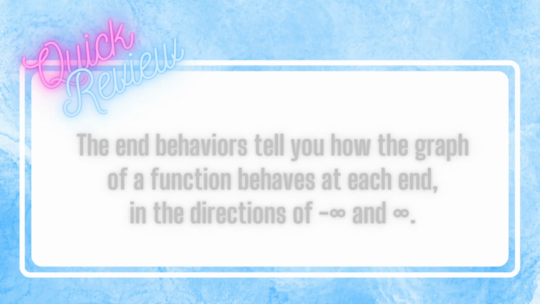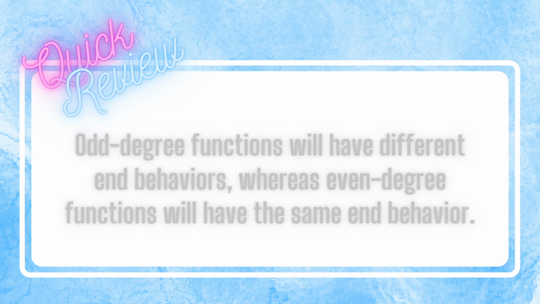Just as a review, the end behaviors tell you how the graph of a function behaves at each end in the directions of negative infinity, so far left, and positive infinity, going to the far right. Odd degree functions will have different end behaviors, whereas even degree functions will have the same end behavior. And refer back to that chart whenever you're doing practice problems.